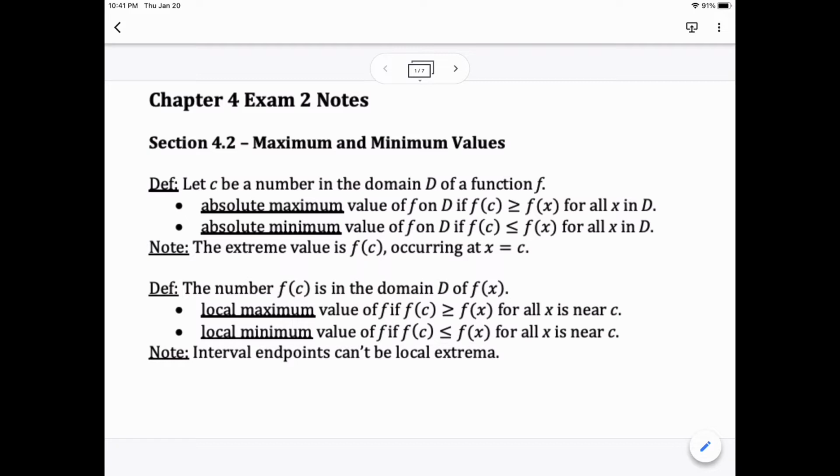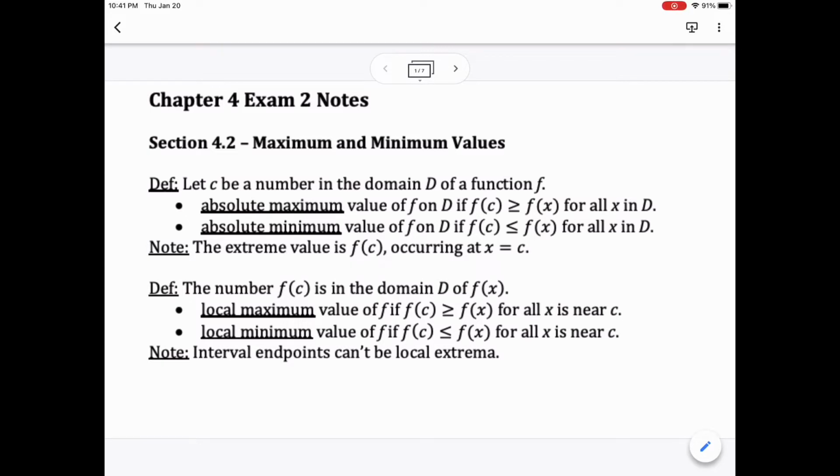Also, if we let a number f of c be in the domain of f of x, you can also find local maxes and local mins. So that means that they're not the overall maxes and mins like the absolute max and the absolute minimum, but they are a maximum in the area, or they're the minimum in an area of the function for that part. So it's kind of like there's a little dip.